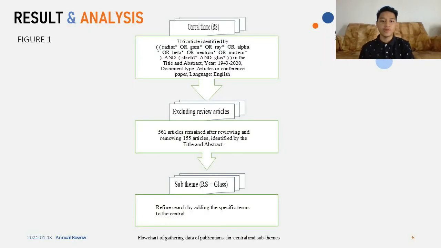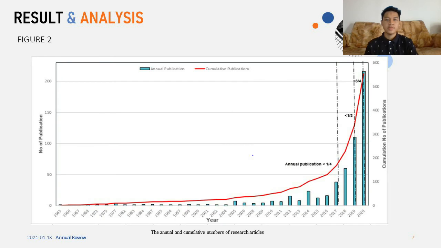Figure 1 shows our workflow during this project. A total of 716 articles were identified by Scopus using the correct title and the correct method. By removing 155 articles, only 561 articles remain. Then, we refine our search by adding the specific terms to the central. Next, Figure 2 shows the annual and cumulative numbers of research articles.